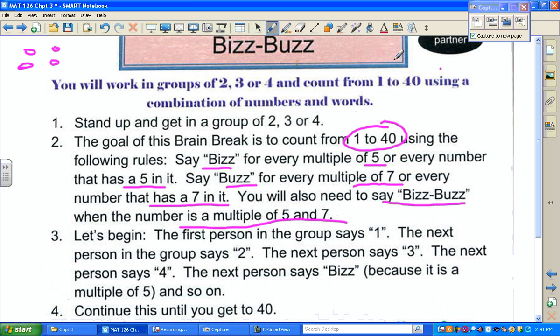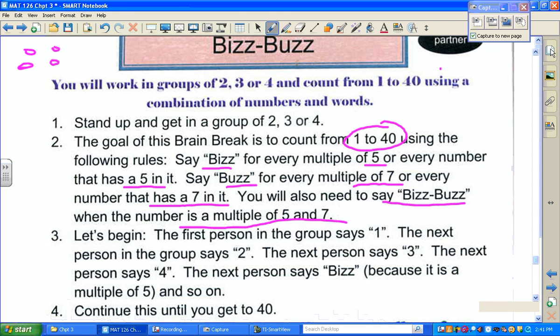Oh, yeah. Okay. So then for 20, you would say biz. I see what you're saying. Then for 21, you say buzz. Okay. So, yeah, it's kind of weird to watch some of the groups go. They go real slow. 11, and they're thinking 12. So, yeah, it's kind of fun.